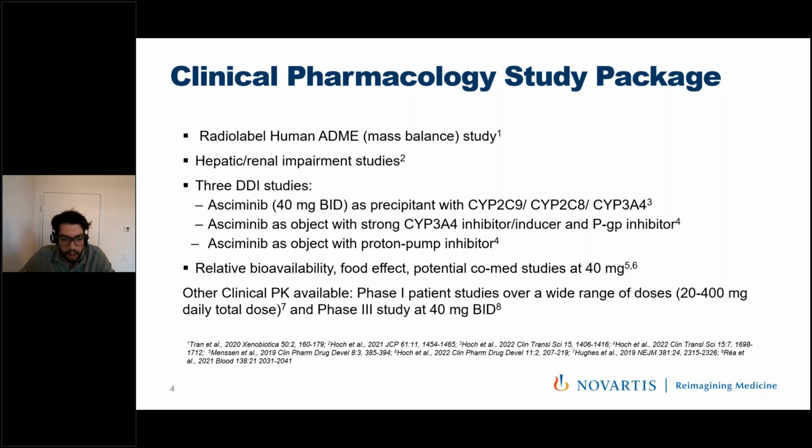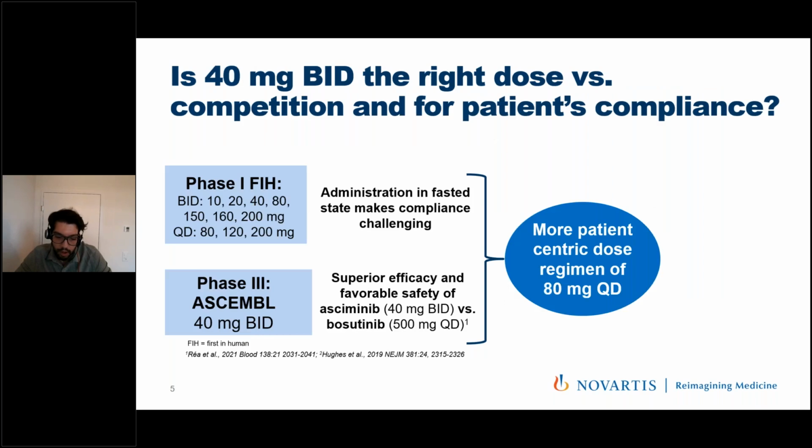In addition to this, there were relative bioavailability studies and food effect studies, and also other clinical PK was available from phase 1 studies in patients in the dose range of 20 to 400 milligram total daily dose, as well as from the phase 3 study at 40 milligram BID dose. Most of these studies have already been published in the literature, so if you're interested in the clinical pharmacology package, you can look at the publications from the colleagues that are listed here below.